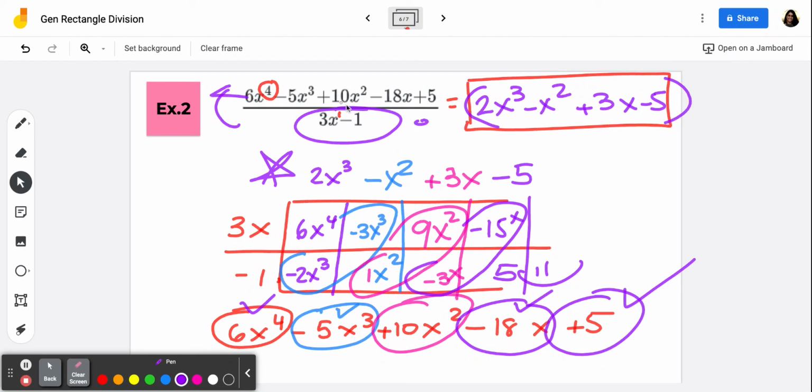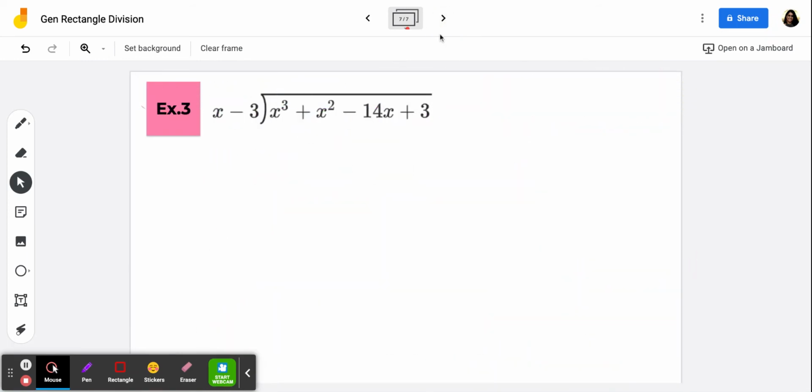This times this would multiply to make that. It's the opposite of multiplication that we just did. Okay, let's do one more that creates a remainder, and then we'll do one more tomorrow live to make sure that you guys get it. So go ahead and pause and write down example 3 if you need to.